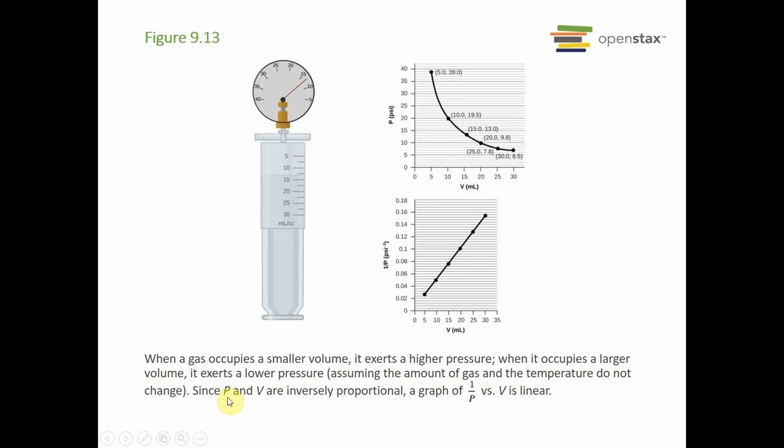Since P, pressure, and V, volume, are inversely proportional, a graph of 1 over P versus V is linear. This is P, the pressure, and this is the volume. You see it has this curve, but we can show that P is inversely proportional to V by plotting it this way, and we get a straight line.